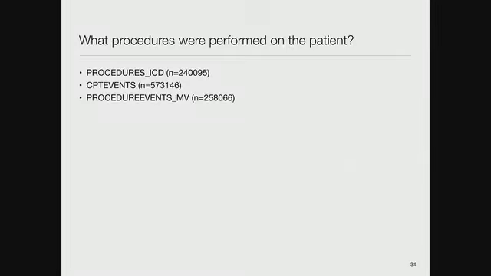Okay, enough of drugs. So what procedures were done to a patient? If you look in MIMIC, there are 3 tables. There's procedures ICD, which has ICD-9 codes for about 250,000 procedures. There's CPT events, which has about 500,600,000 events that are coded in the CPT terminology. And then Medivision, the newer of the 2 systems, has about 250,000 procedure events that are coded in that system.